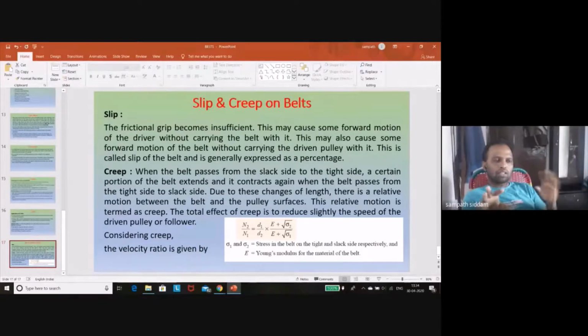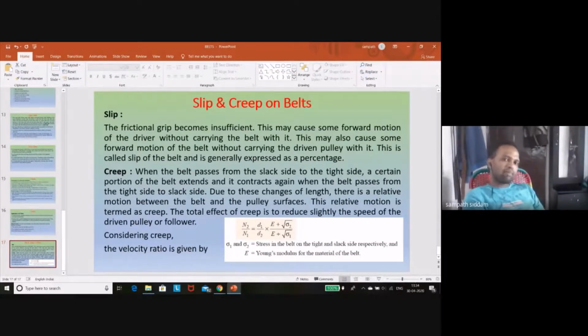So you go with some kind of meshing with open belts, and sometimes you go with cross belts where the distance between those two is large enough. If you want higher speed within a short time, then you go with the cross belts. When the grip between them is insufficient, the belt moves forward and slips; the driver shaft does not carry its belt. It slips and moves away. This may cause some forward motion of your belt without carrying the driven pulley.